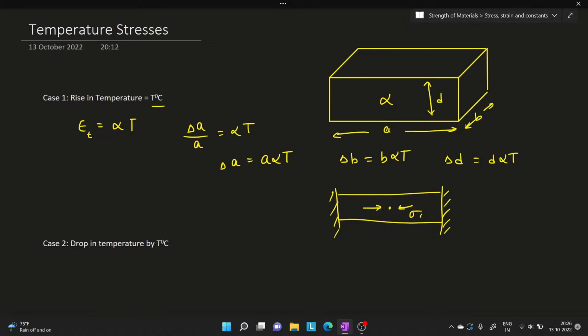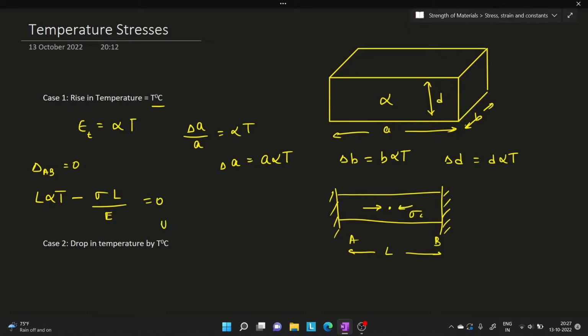I'll call this sigma C. I'll call the ends A and B, and we know that because it is a rigid joint, delta AB will be equal to 0. Now this delta AB is given by the change in length because of the thermal expansion and because of the thermal stresses. If the length is L, this would be L alpha T, minus, since it is a compressive stress, sigma into L divided by E, equal to 0.